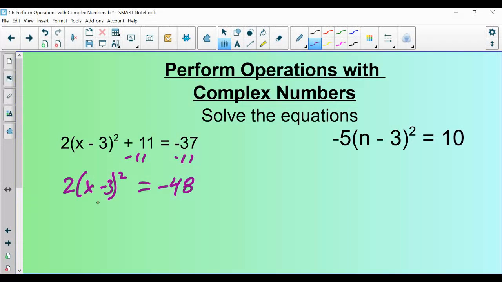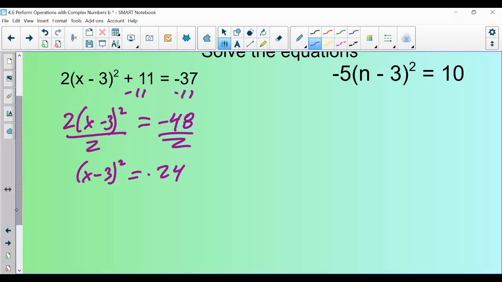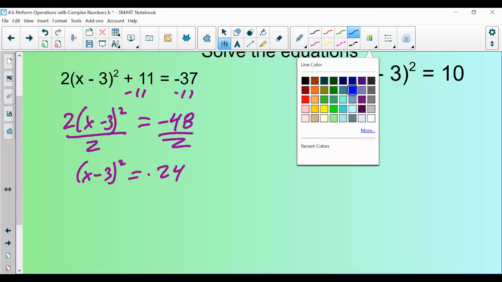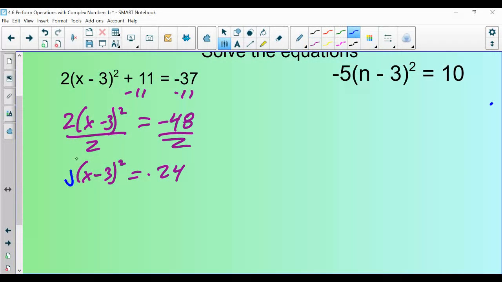Remember, I'm trying to solve for the thing that's being squared, so I have to undo this 2 out front, and I'm going to undo the 2 by dividing by 2, so I'd have (x minus 3) squared is equal to negative 24. Now is when I would take the square root of both sides. Square root and square cancel each other out, so we have x minus 3 is equal to plus or minus the square root of negative 24.